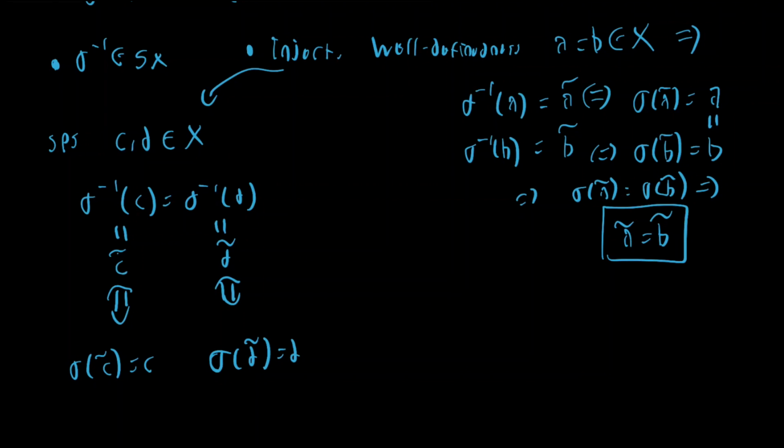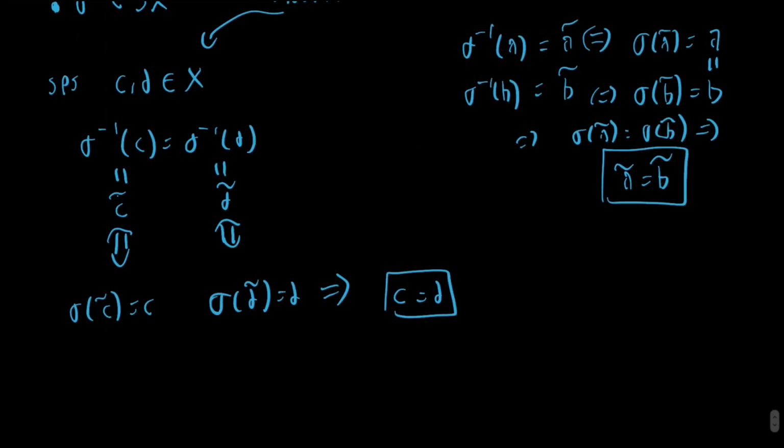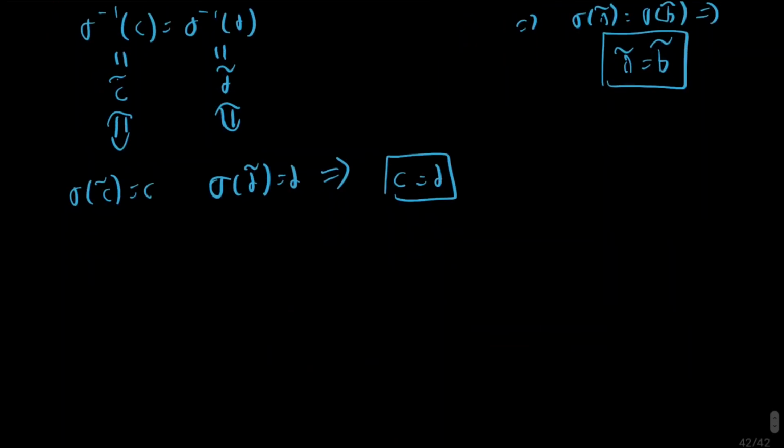But since we have by hypothesis that c tilde and d tilde are equal, then we're going to have that also c and d are equal by the properties of the permutation sigma. Well, why? Because sigma being a function is well defined, and so we have this. And now, as a last property, we have to check for surjectiveness.